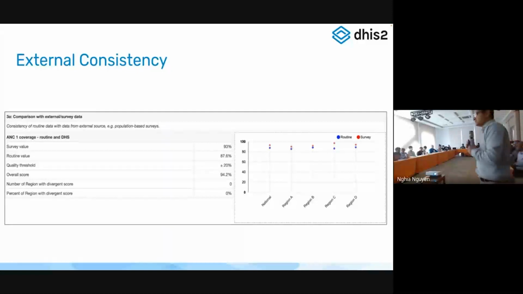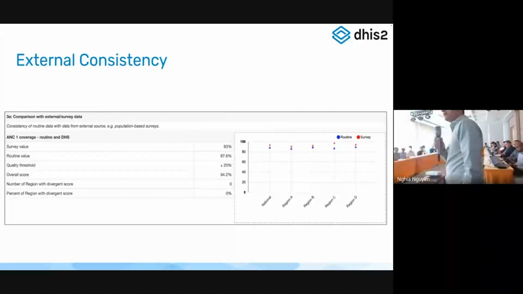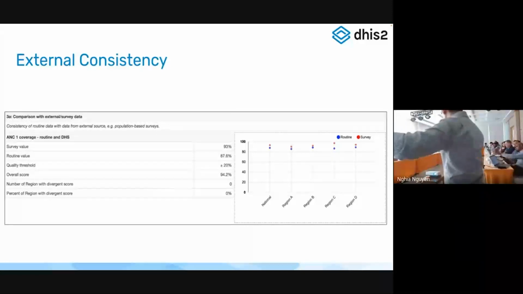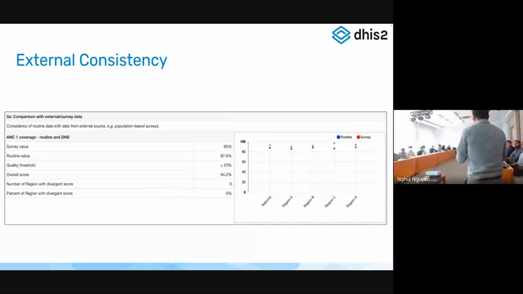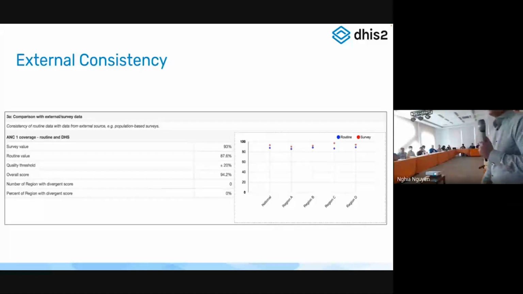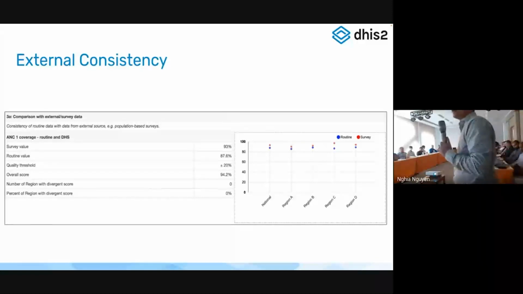So external consistency, this is another one that I talked about. And here what we have is we're comparing 2 different denominators in the same system. So this often happens, right? Where you have 2 denominators, they're the same value. Maybe one is coming from one program and one is coming from another program.